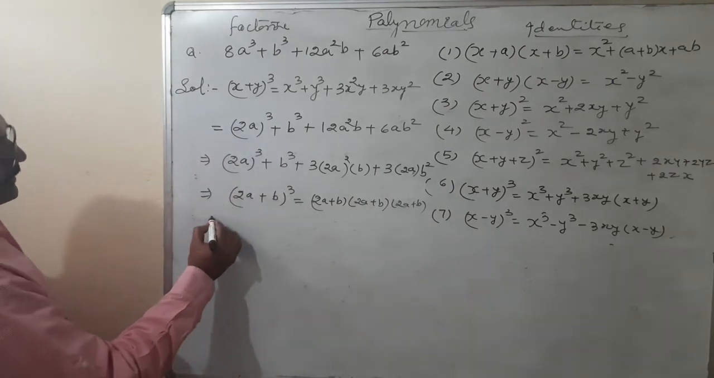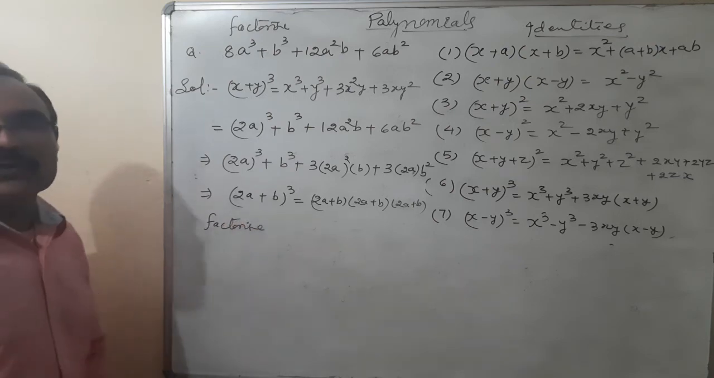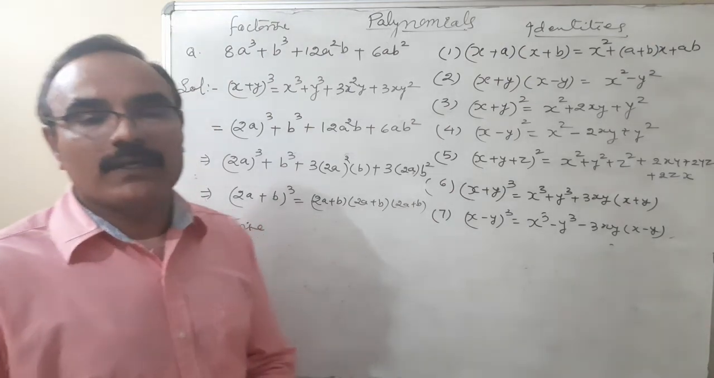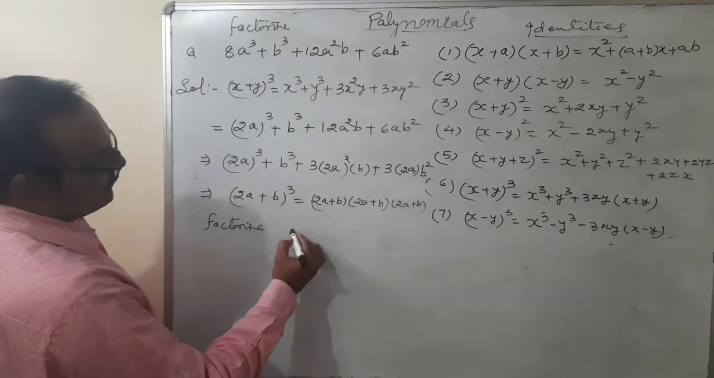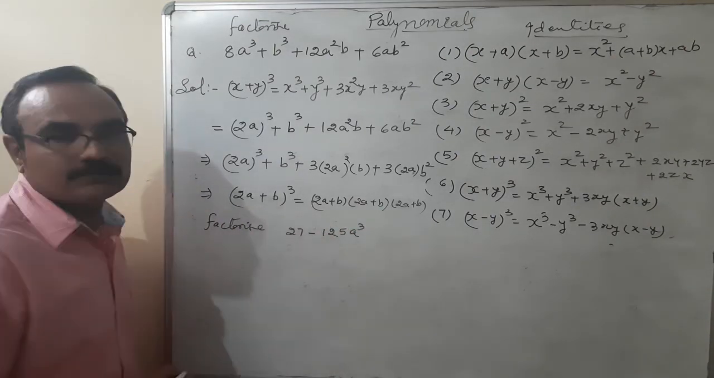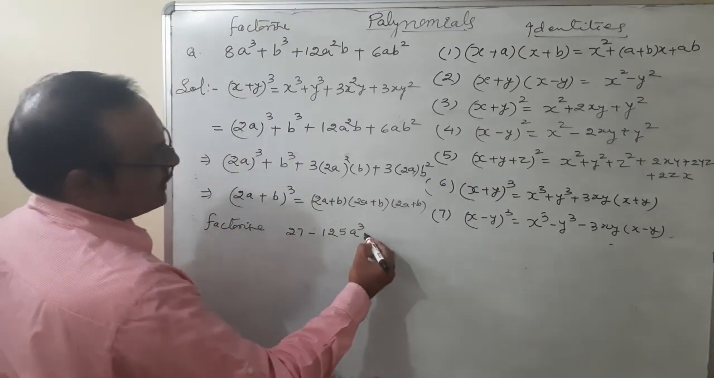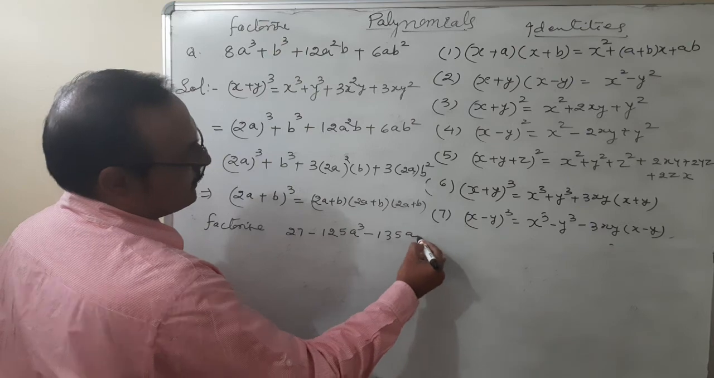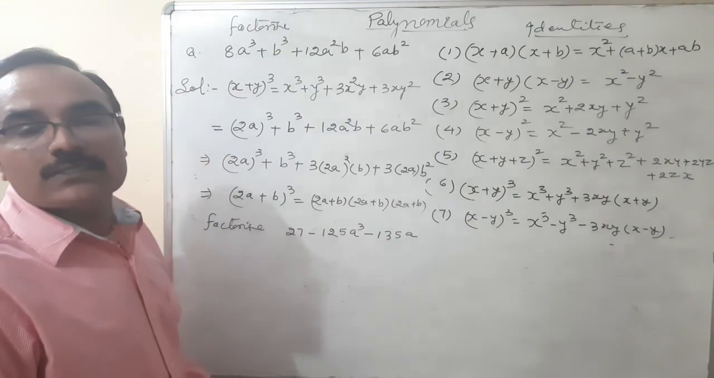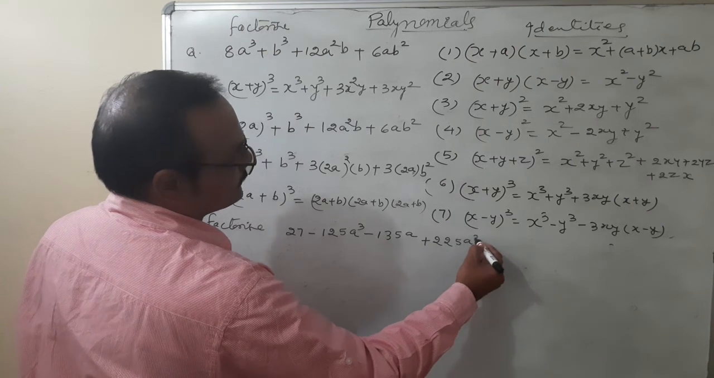The second question I am taking here has some negative terms in it. Again the question is to factorize 27 minus 125a cube minus 135a plus 225a square.